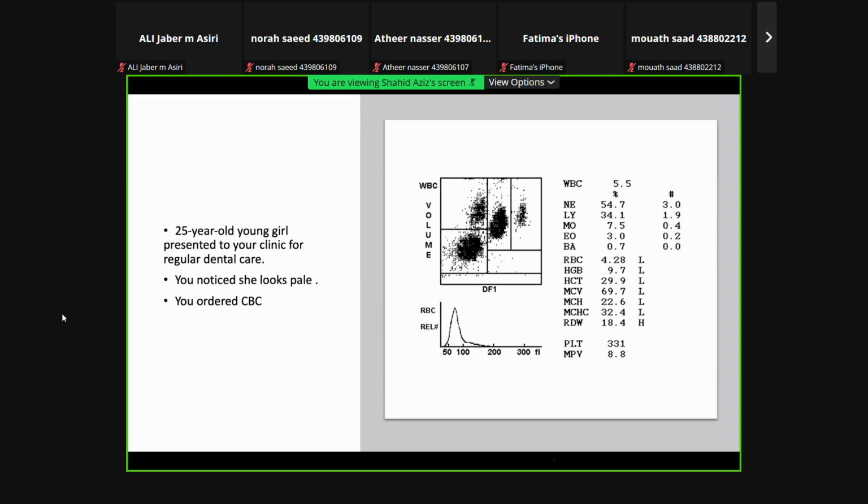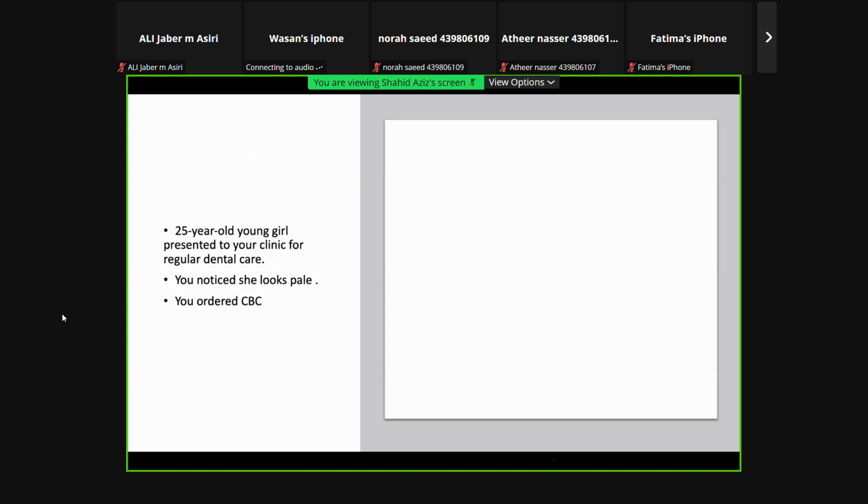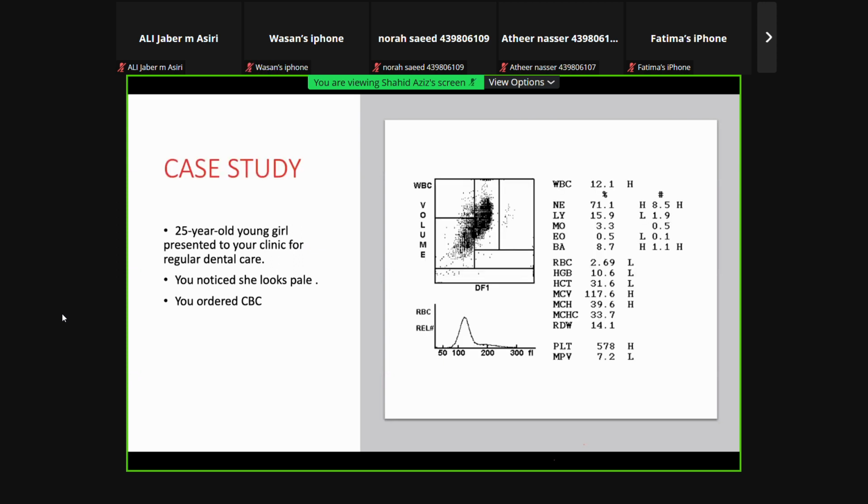So this is a 25-year-old young girl who presented to your clinic for a regular dental checkup. On clinical examination, you notice that she has pallor, she looks pale, and then you ordered a CBC and you saw these values. And the interpretation I have already told you. So this is the first case study. Now look at the second case study.